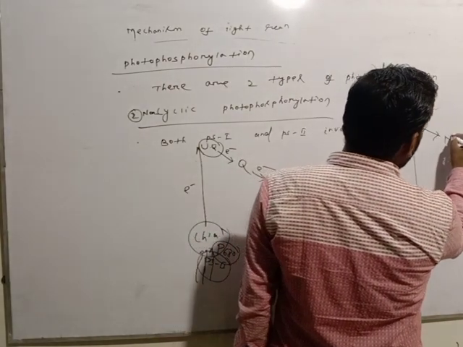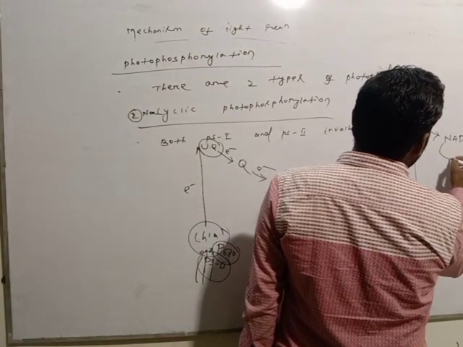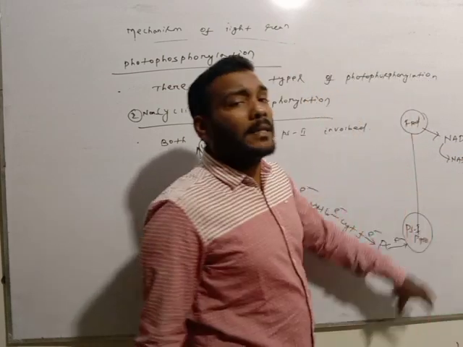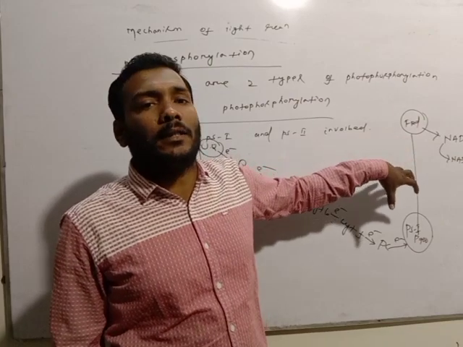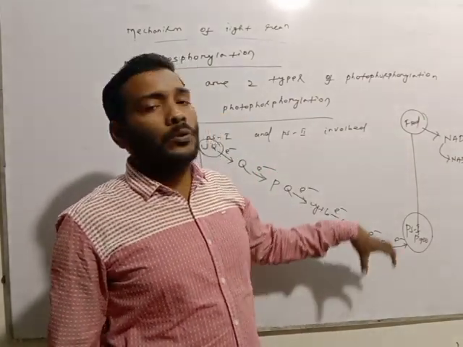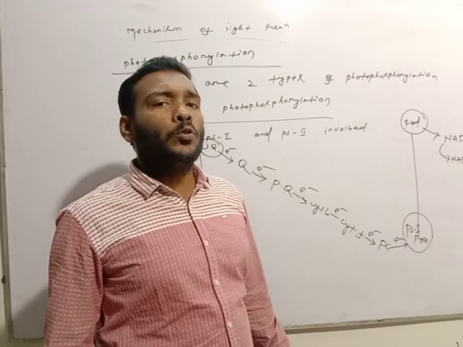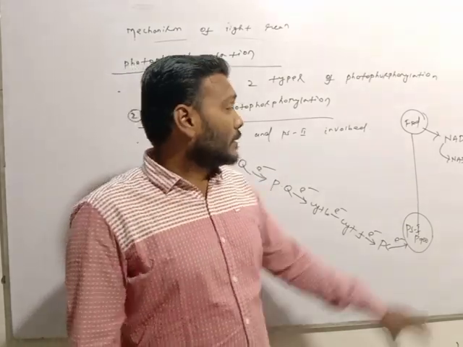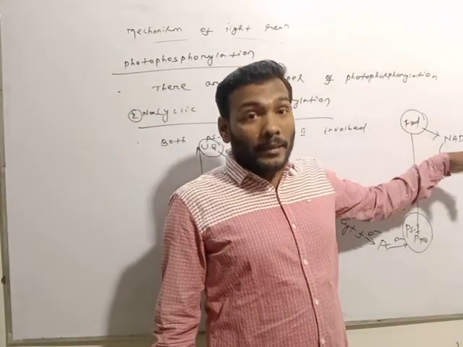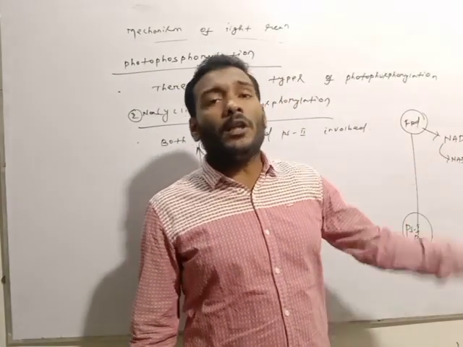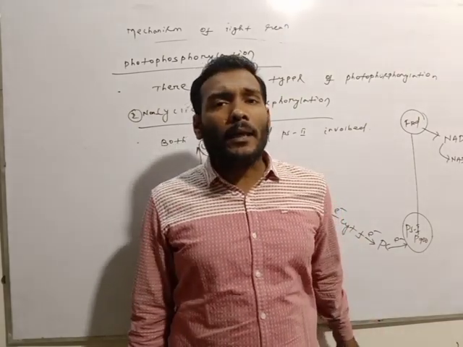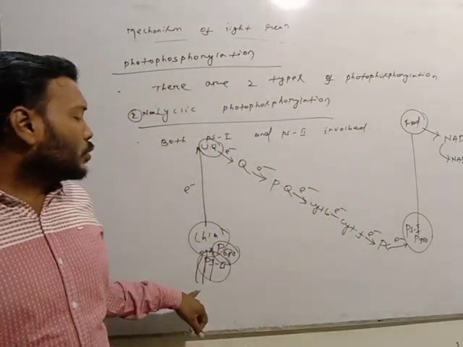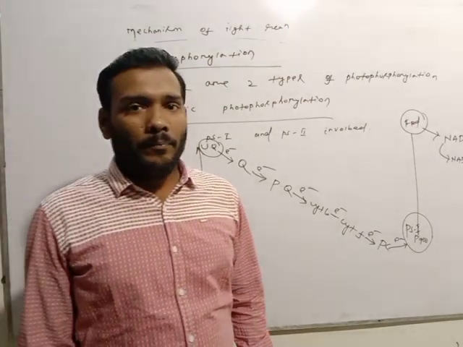Then here NAD plus becomes NADH. This is a reduced coenzyme, NADH. The energy is stored in the reduced coenzyme, that is NADH. But in the next step, that NAD has to be further reduced by the proton particles, and electrons are required to start the reaction again.